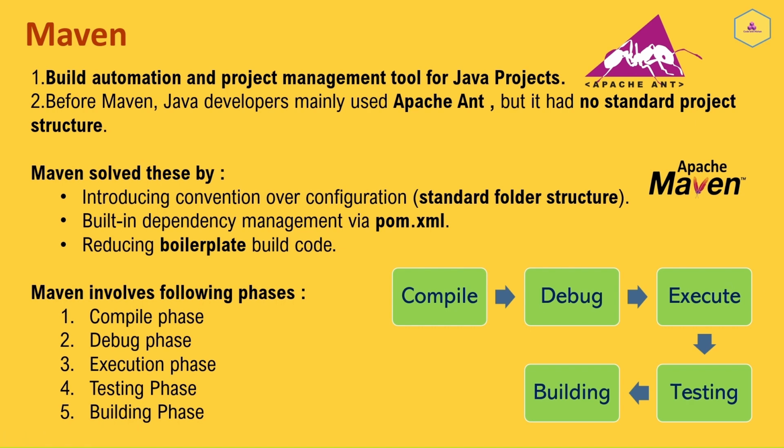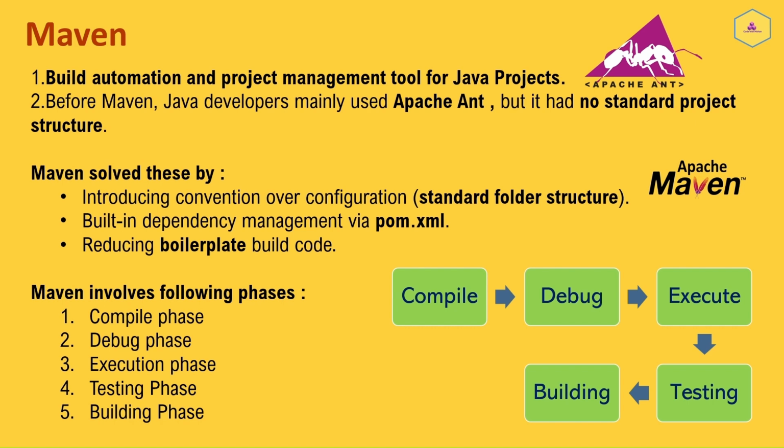Maven's primary goal is to allow a developer to organize and build a Java project in the shortest period of time. Maven involves the following phases: compile phase, debug phase, execution phase, testing phase, building phase. In the compile phase, the source code .java file is compiled into bytecode, that is the .class file, so the program can run. In the debug phase, the compiled code is run in debug mode to trace errors, step through code and fix issues.